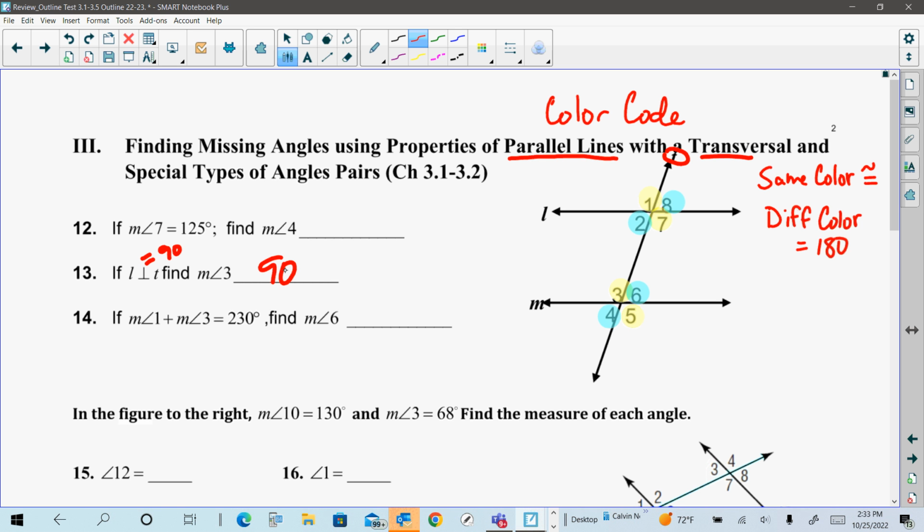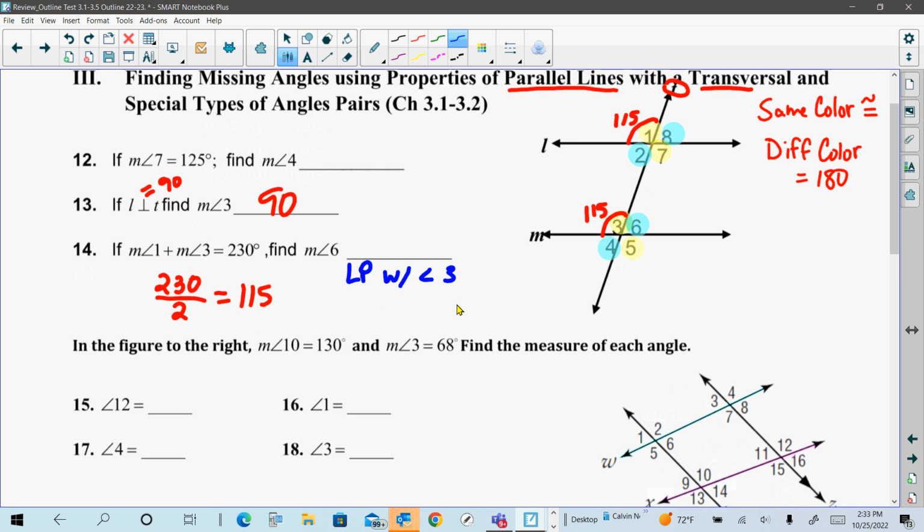On 4, they're focusing on angles 1 and 3, which have a sum of 230, but we know 1 and 3 are congruent. So I can find each angle by just taking that 230 and dividing by 2. That means each of these angles would end up being 115. And now that I know 115 for angle 3, I could find angle 6 because it is a linear pair. Let's put LP with angle 3. Okay, so you are going to have to do maybe more than one step in your problem solving.